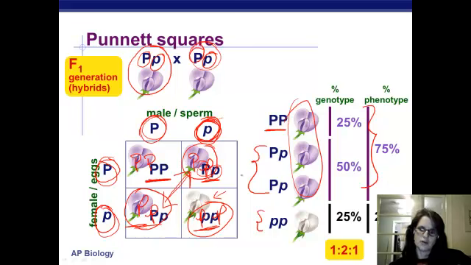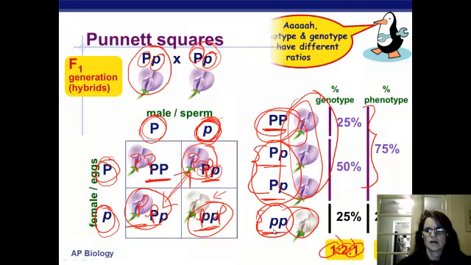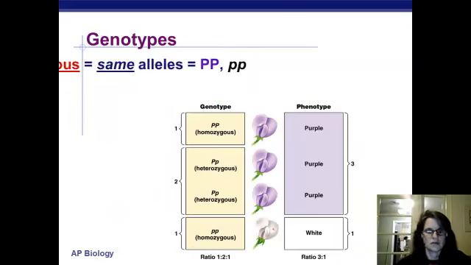So the ratio genotypically, how many big P, big P's, big P little p's, little p, little p's do I have? I have 1 to 2 to 1. Okay? But phenotypically, my ratio is 3 to 1 because these three all look the same, so there's 3 of those for every one of those. Okay? So yes, genotype and phenotype can result in different ratios.